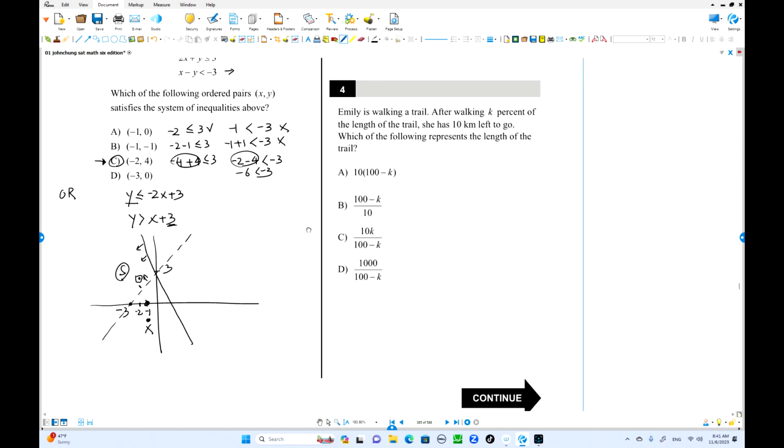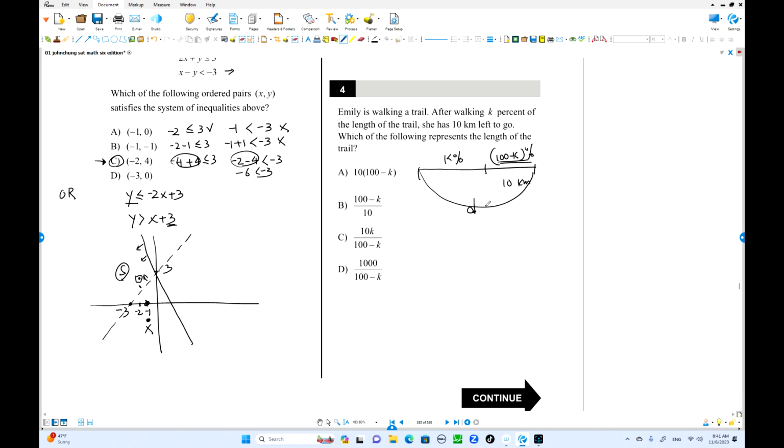All right, number 4. A hiker has walked K% of the length of a trail. He has 10 kilometers left to go, the rest of it. This is actually 100 minus K%. So which of the following represents the length of the entire trail?